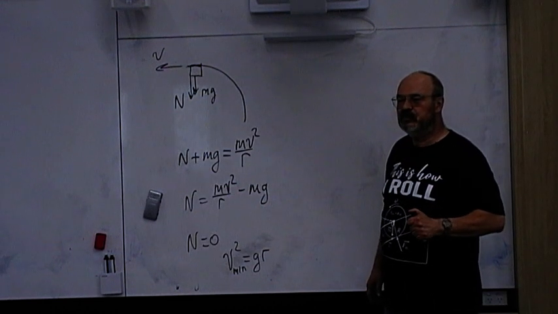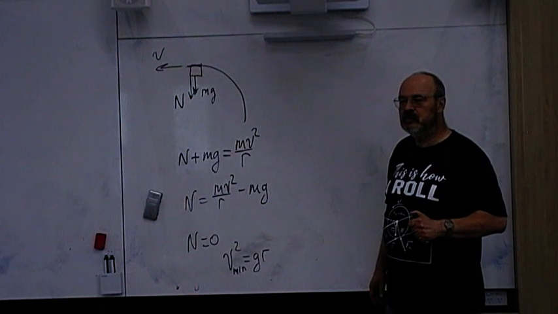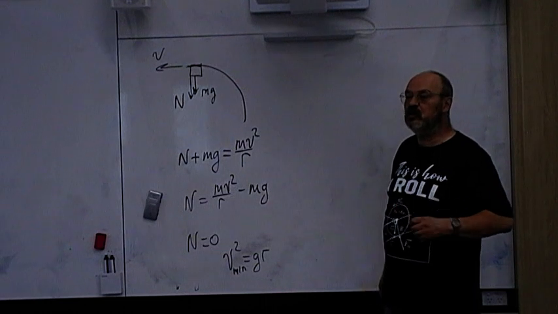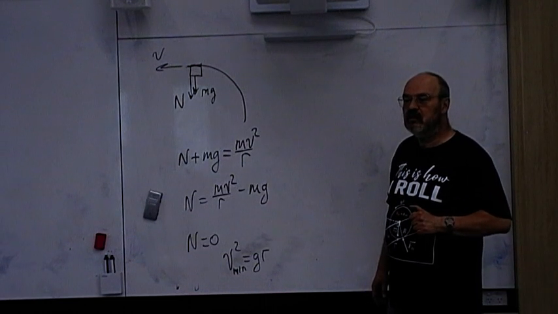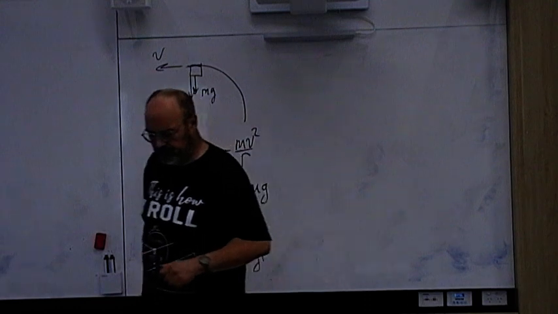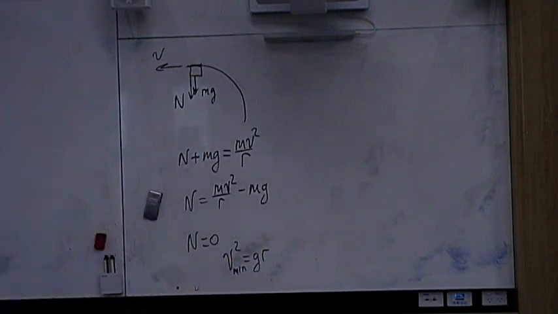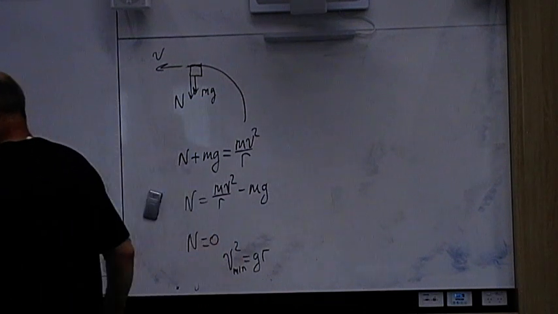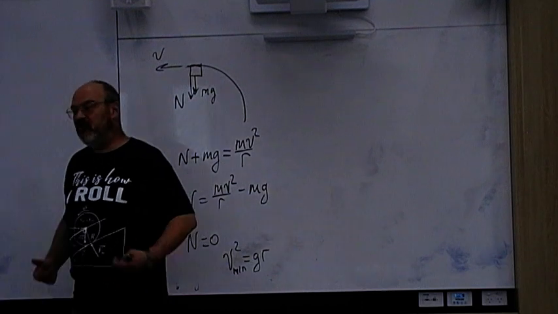But if you set N equals 0 for this diagram, N equals 0 means we're losing contact. What about the other one, where the velocity is constant? Can N be 0? No, because in this situation N cannot be 0, because it is mg plus mv squared over r. The faster you're moving, the heavier you will feel.